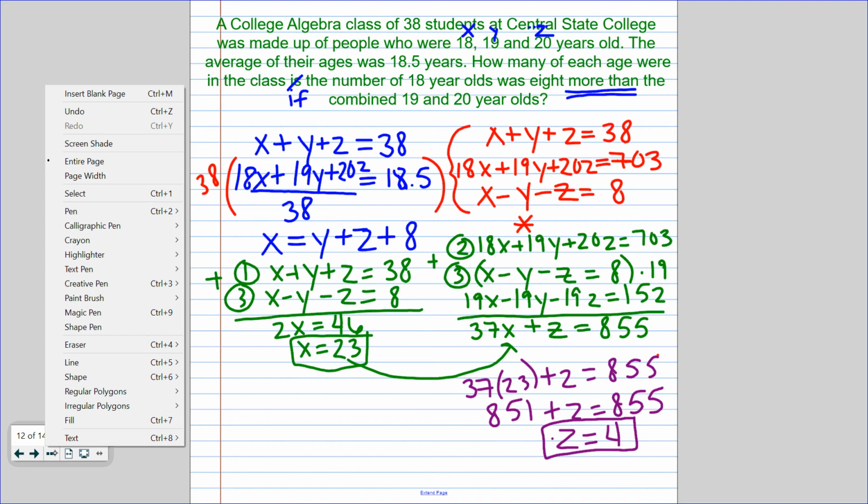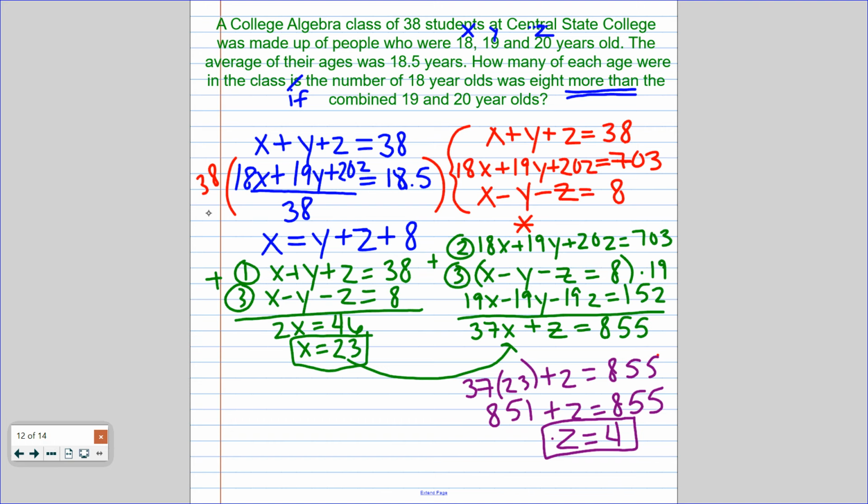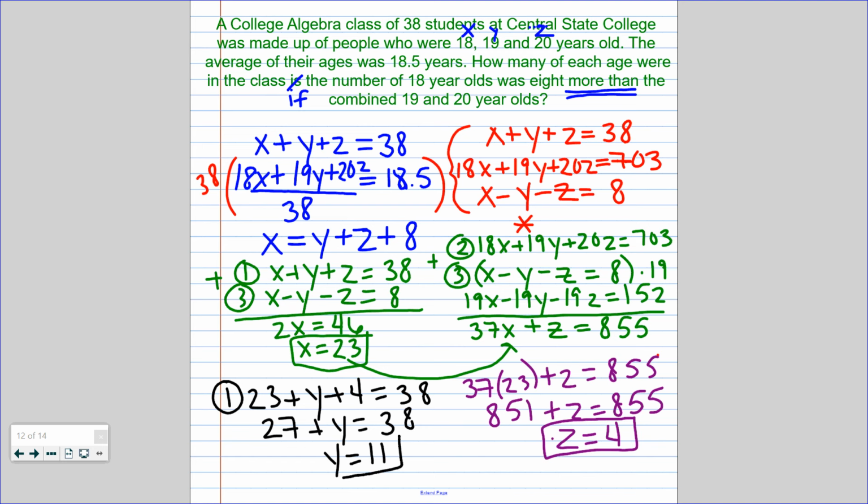And then all I'm missing now is my y. I can go back to my original equation, x plus y plus z. X is 23, y I don't know, z is 4, my total is 38. So I have 27 plus y is 38, and I get y is 11, which then you could check all three of those values back in the original problems and make sure they work. You would also probably want to label these at the end. So we have 23 18-year-olds, 11 19-year-olds, and 4 20-year-olds.